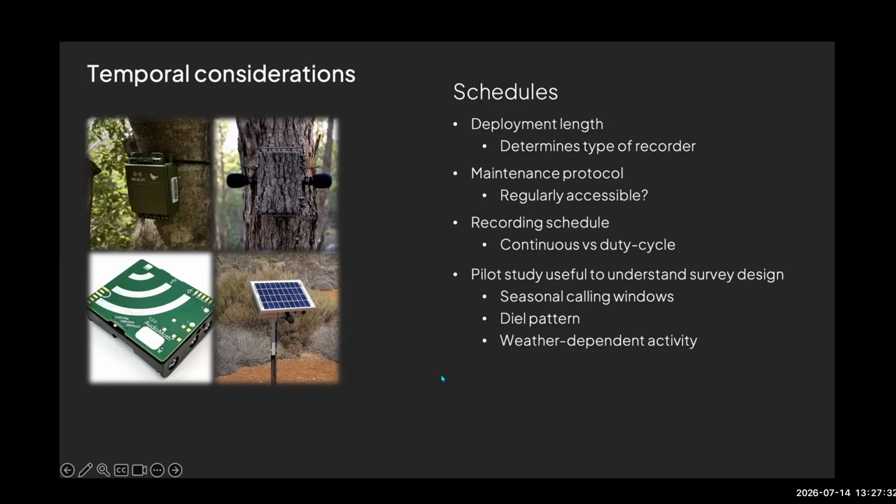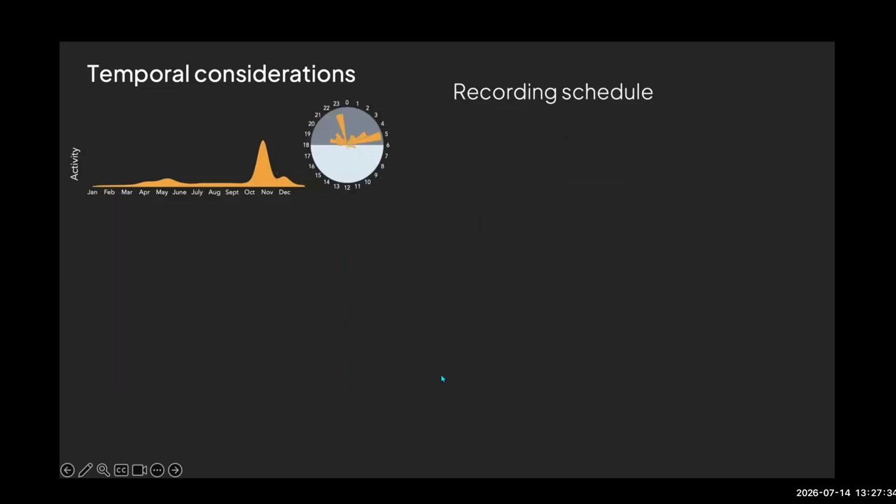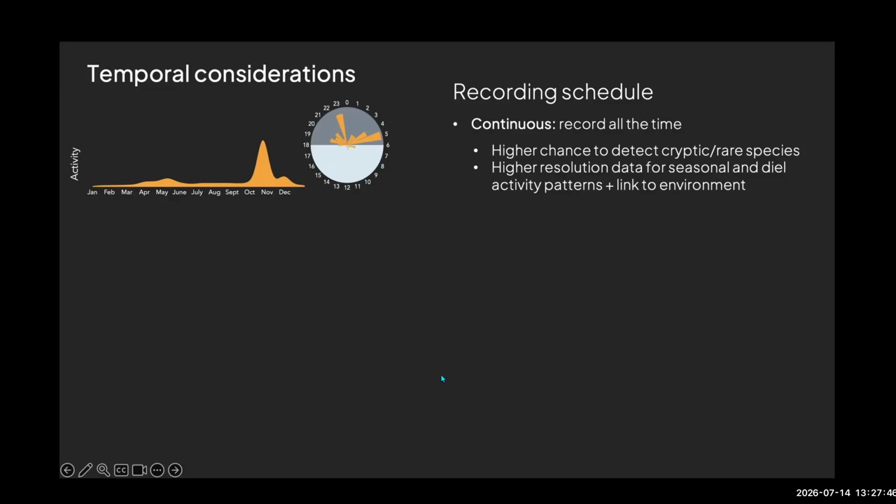More specifically for the recording schedules, with continuous recordings, obviously you're recording all the time, and therefore you have a higher chance to detect cryptic or rare species. And you're getting high resolution data for seasonal and diel activity patterns, which you can then potentially link to environmental variables to answer some interesting questions. But obviously it produces a large amount of data, and there are higher costs for those recorders and for the maintenance, because you have to swap out those SD cards, for example, all the time.